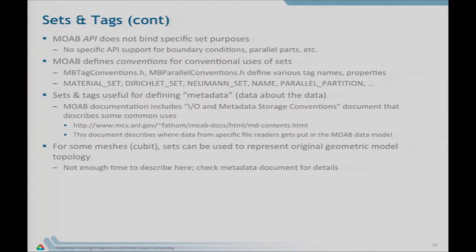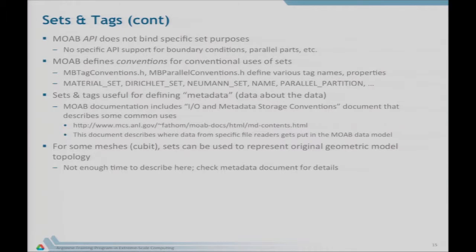So if you look in the API for MOAB, you won't see anything about a Neumann set boundary condition, because that's just a collection of mesh faces or edges that have a particular purpose, but it can be represented as an entity set, and so you just store it as an entity set.